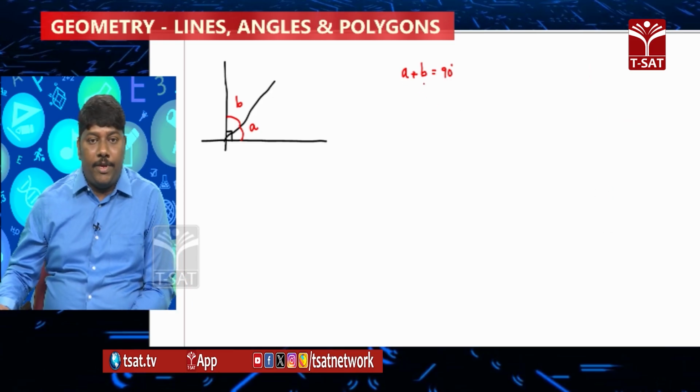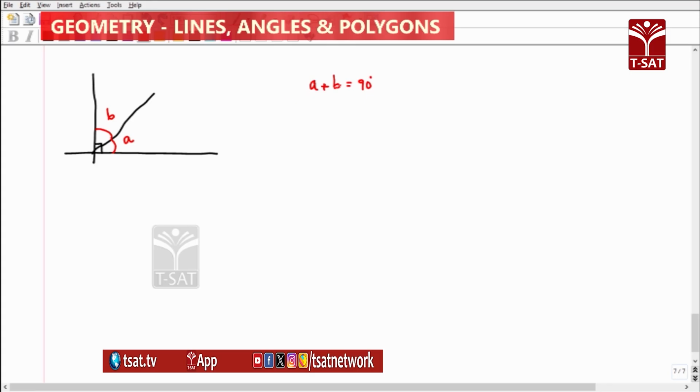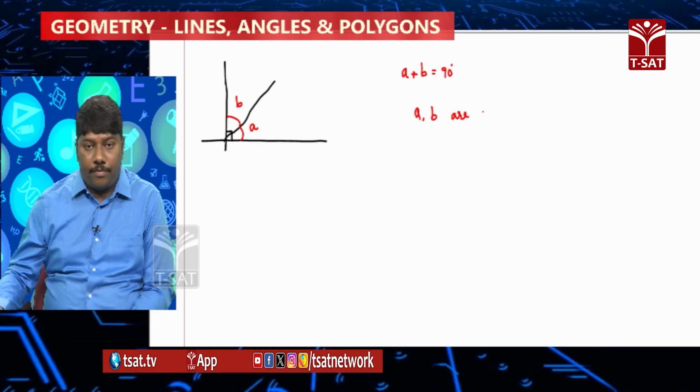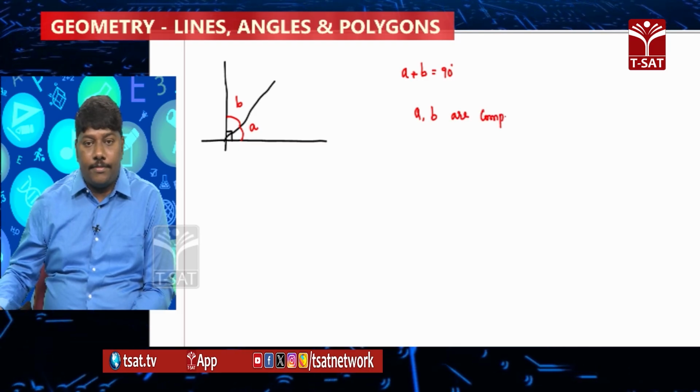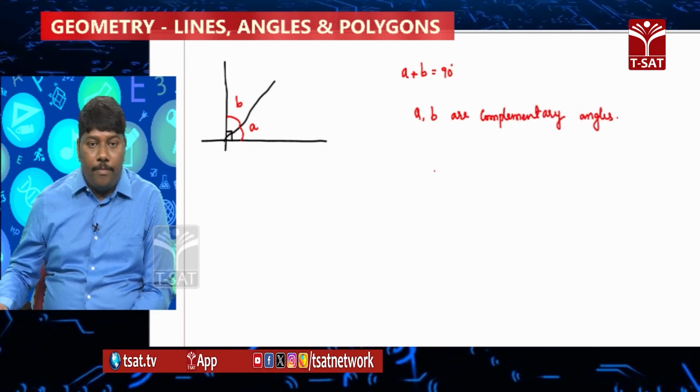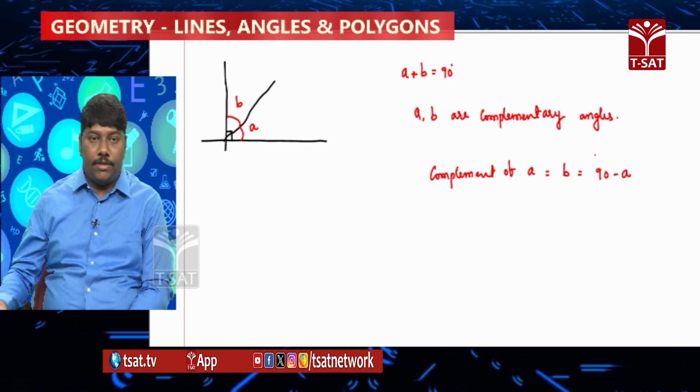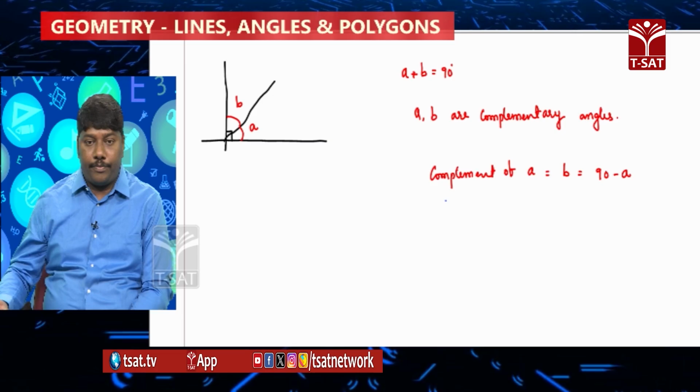So here A plus B, the sum of these two angles, forms 90 degrees. We call A, B complementary angles, where the complement angle of A is actually B, or else you can say 90 minus A. Here angle B is equal to 90 minus A. So their sum is 90 degrees.